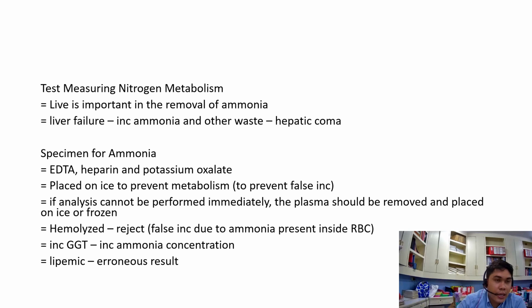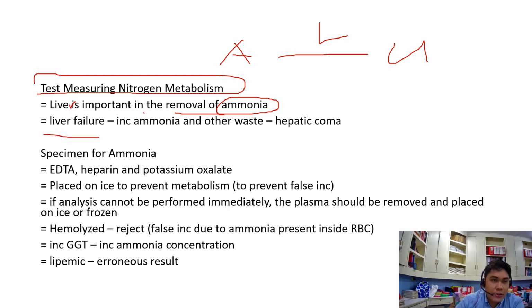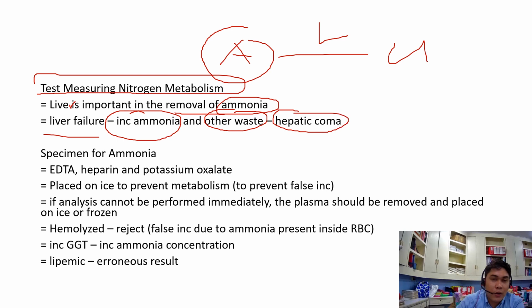Then next, last, you have tests measuring nitrogen balance. So the liver is important in the removal of ammonia. So ammonia is toxic. Okay. Since it is toxic, the liver must convert ammonia to urea. Okay. So in liver failure, the concentration of ammonia is increased due to the inability of the liver to convert ammonia to urea. So there's accumulation of ammonia and other waste products, and it can cause hepatic coma. So regarding ammonia, it's toxic and can cause damage to your brain.